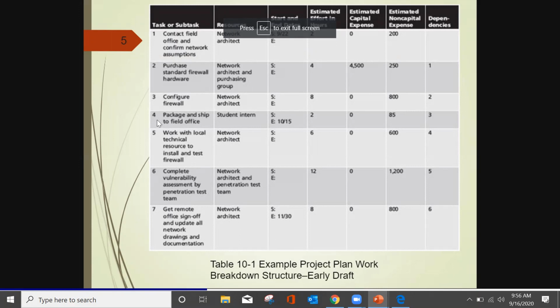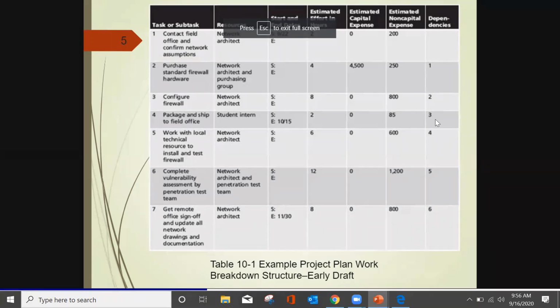And then you need to package and ship it to the field office. So this is packaging. How much is it going to take? It's going to take $85 for packaging and shipping. That's not a capital expense, that's a delivery kind of expense.